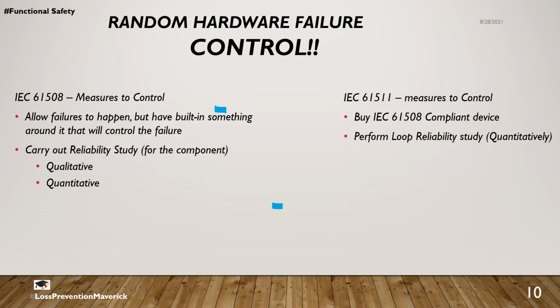The code IEC 61511, in order to control the random hardware failure, asks us to buy IEC 61508 compliant devices, and once we integrate our SIF, to perform the reliability study for the entire loop, wherein the various probabilities of failure on demand are plugged in, and we get a value on how reliable and how available our system is.